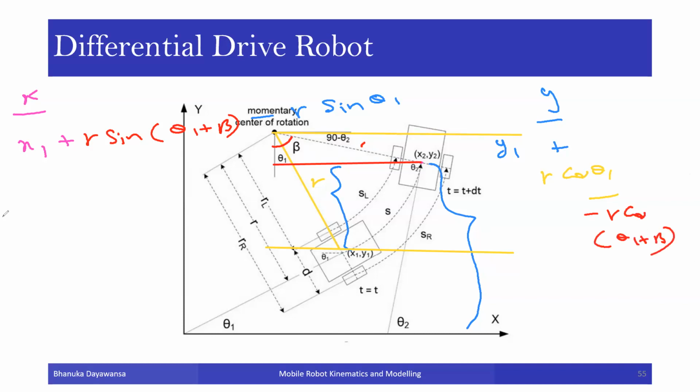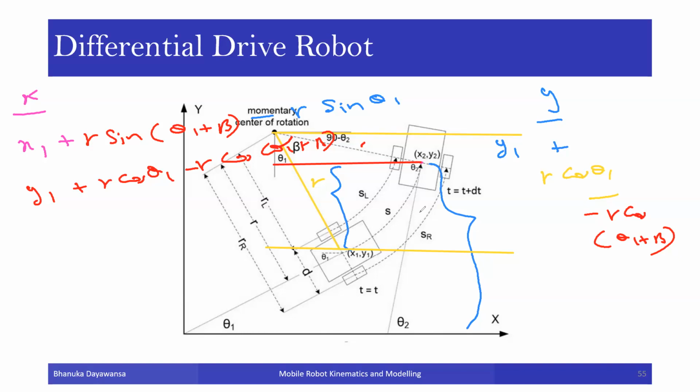So simply the y direction one is going to be y1 plus r cos θ1 minus r cos(θ1 plus β). And the heading change, basically, β, is equal to θ2 minus θ1.